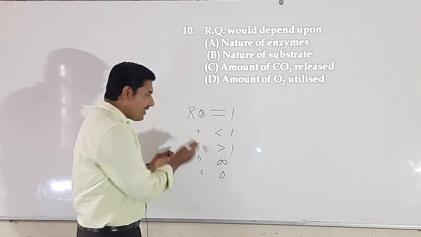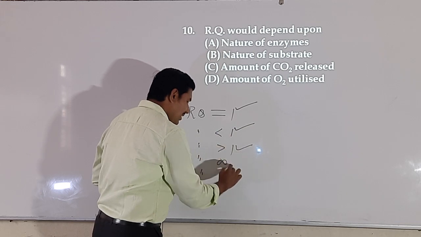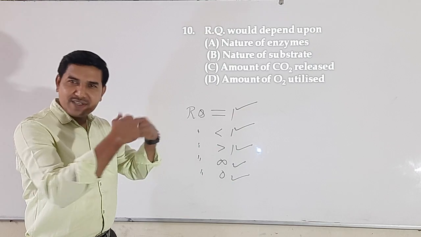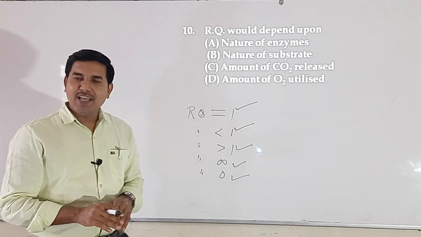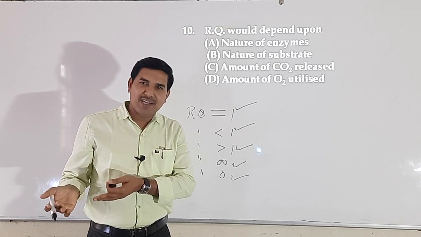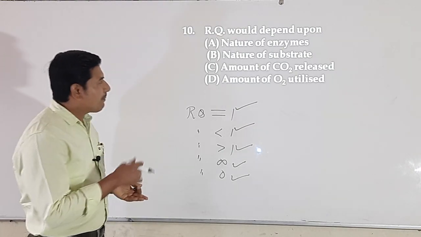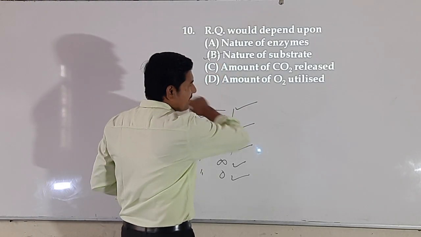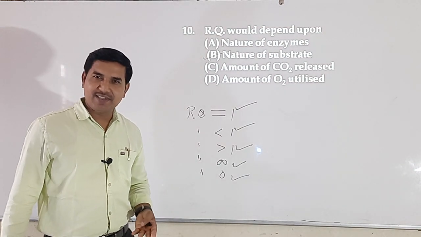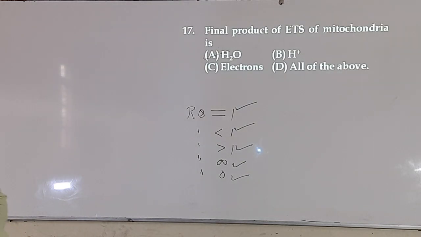ಹಂಗಿದ್ರೆ ಯಾವ ಆಧಾರ ಮೇಲೆ ಈಕ್ವಲ್ ಟು 1, ಲೆಸ್ ದ್ಯಾನ್ 1, ಮೋರ್ ದ್ಯಾನ್ 1, ಇನ್ಫಿನಿಟಿ ಮತ್ತು 0 ಅಂತ ಹೇಳ್ತೀವಿ? Based on the respiratory substrates used during the process of respiration. ಆರ್ಗ್ಯಾನಿಕ್ ಆ್ಯಸಿಡ್ಸ್ ಇದ್ದರೆ ಜಾಸ್ತಿ ಇರ್ತದೆ. ಗ್ಲೂಕೋಸ್ ಅಥವಾ ಸುಕ್ರೋಸ್ ಇತ್ತಂದರೆ 1 ಇರ್ತದೆ. ಪ್ರೋಟೀನ್ ಅಥವಾ ಫ್ಯಾಟ್ ಇತ್ತಂದ್ರೆ ಲೆಸ್ ದ್ಯಾನ್ 1 ಇರ್ತದೆ. Understood? So that's why it depends on the nature of substrate. Substrate means either it is a carbohydrate, fat, protein or organic acid, whatever the type it might be. Okay, the next one.